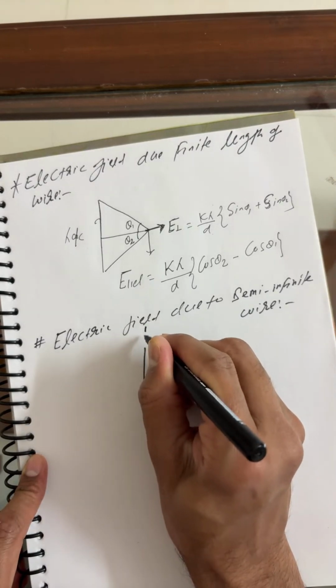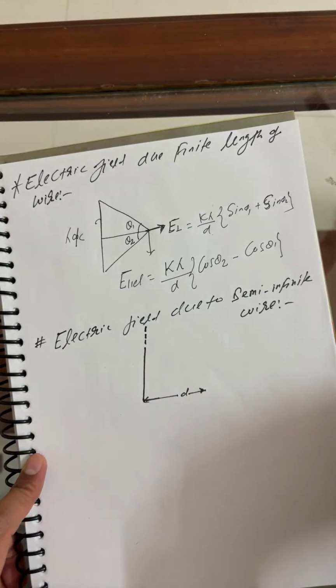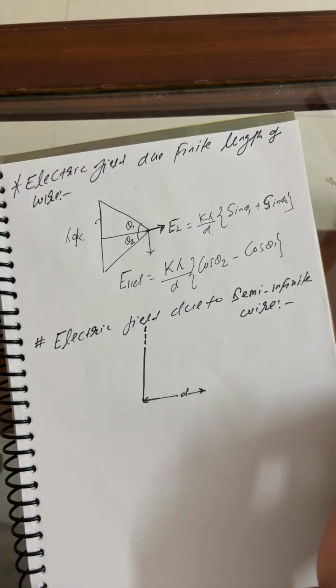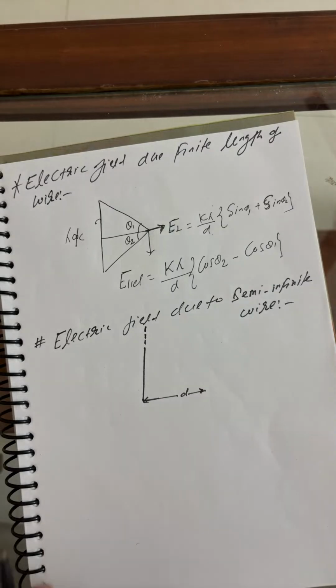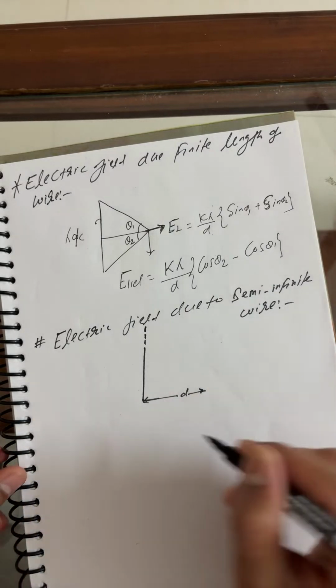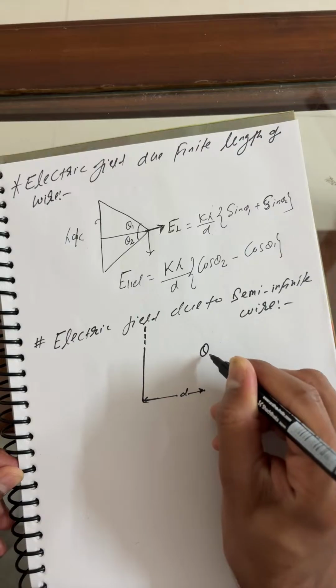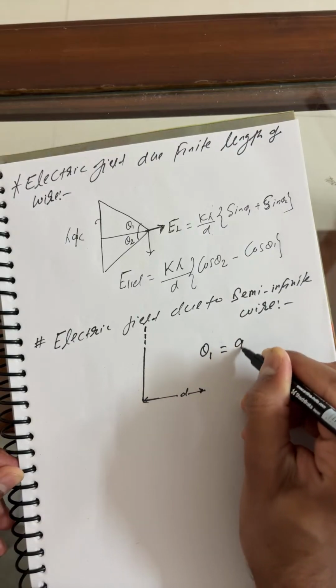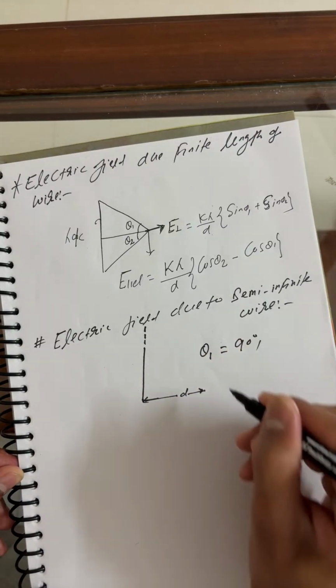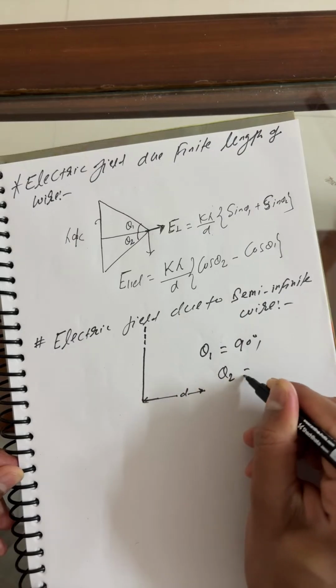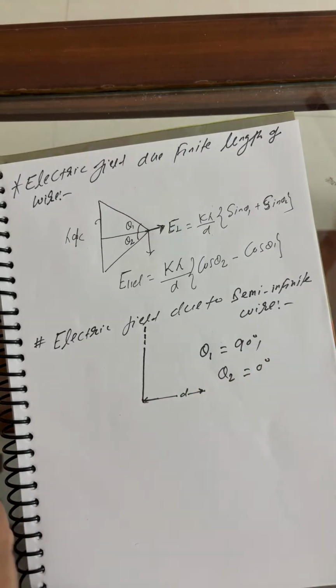You know, for an infinite wire the field is K lambda by D. No, Anurag, the answer is not correct. Just think once again. For this condition, theta 1 you can write is 90 degrees, and theta 2, students, you can see is 0 degrees.